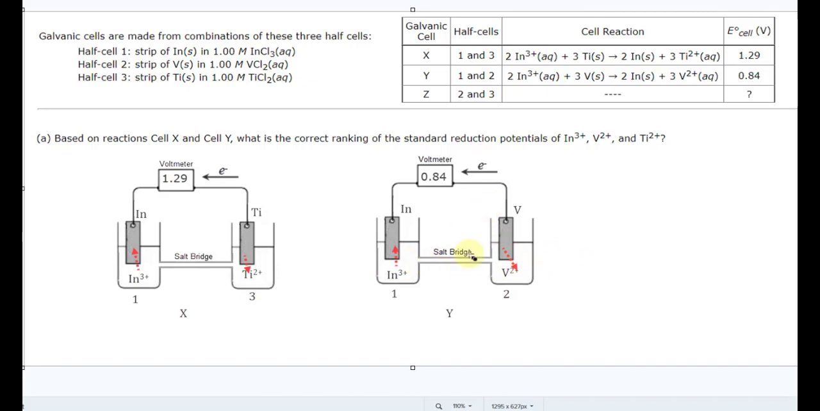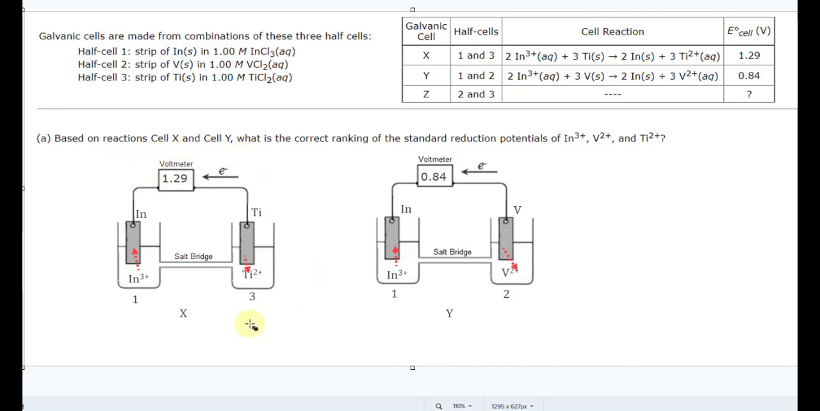So now I know that vanadium is not as good at reducing as indium is. But look, here my voltage is 0.84. Indeed, the indium is ripping the electrons off vanadium, but vanadium is holding on to them better than the titanium is. Indium here is getting a voltage of 1.29. It's having no problems ripping the electrons off the titanium compared to the vanadium. This flow is huge.